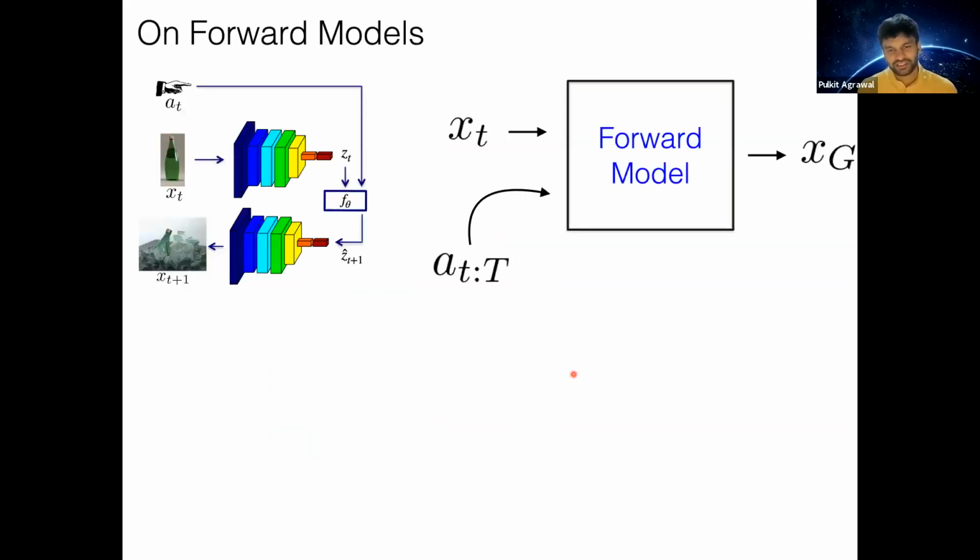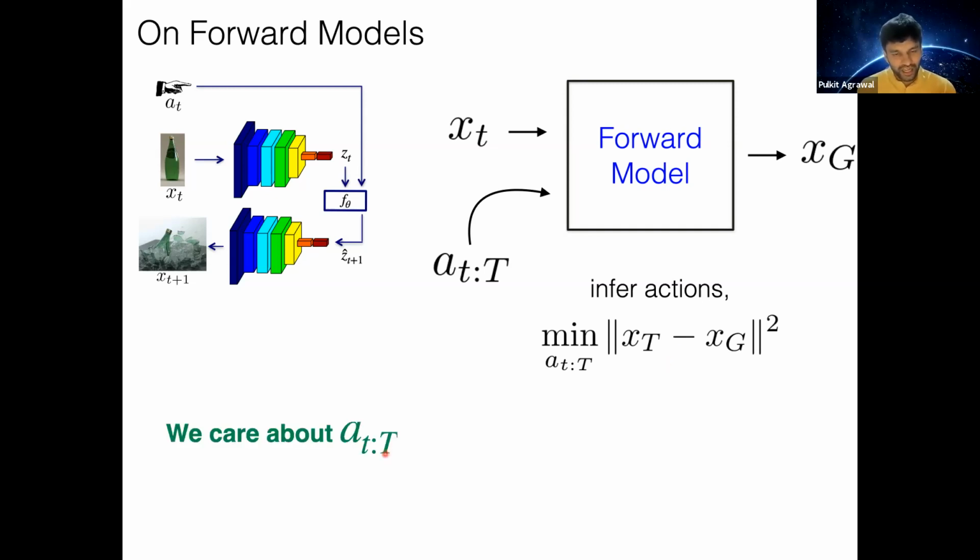Then, what we saw in the previous lectures was that we can use these forward models to infer a sequence of actions. So this is the optimization that we posed. One thing I would like to re-emphasize is that we care about the action sequence. We really don't care about the forward model. The forward model is just a tool or a convenience which helps us infer the actions. That is not our end goal ever. The end goal is to get a sequence of actions.